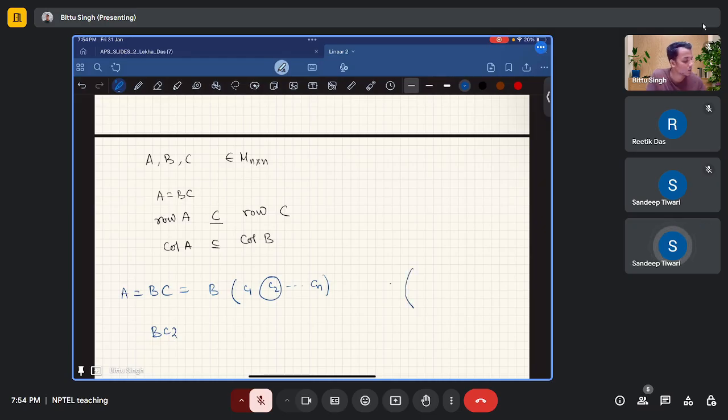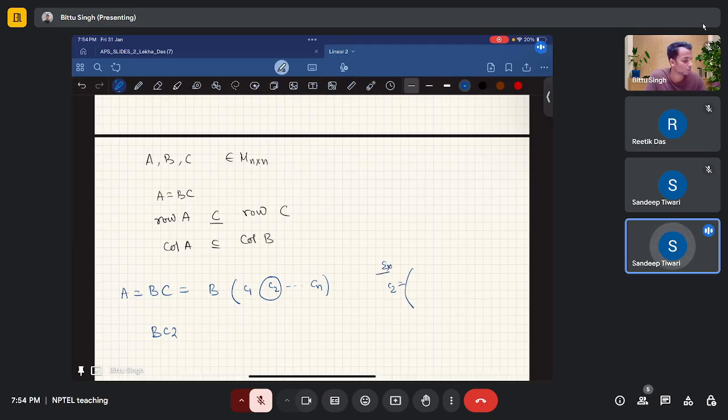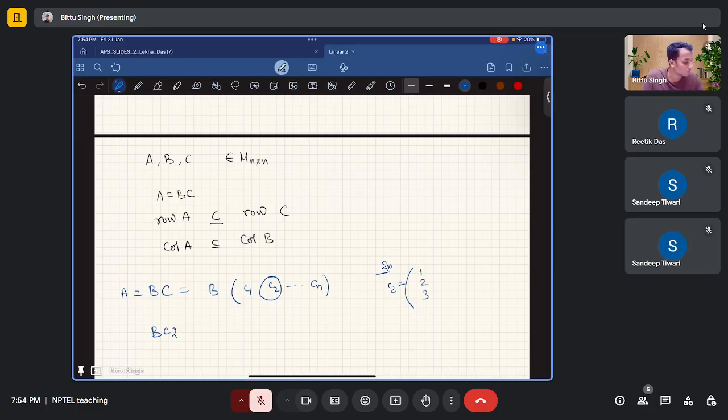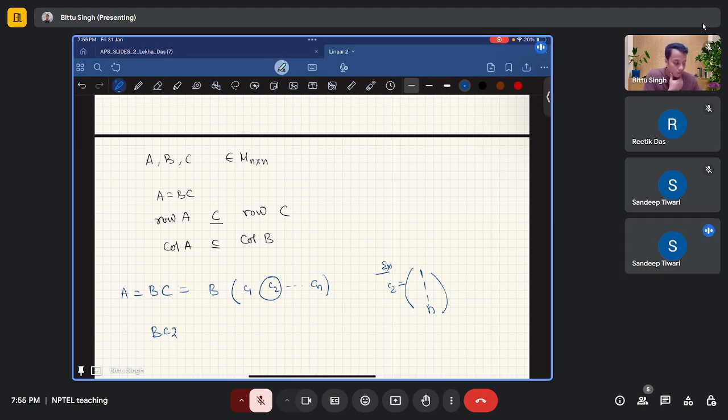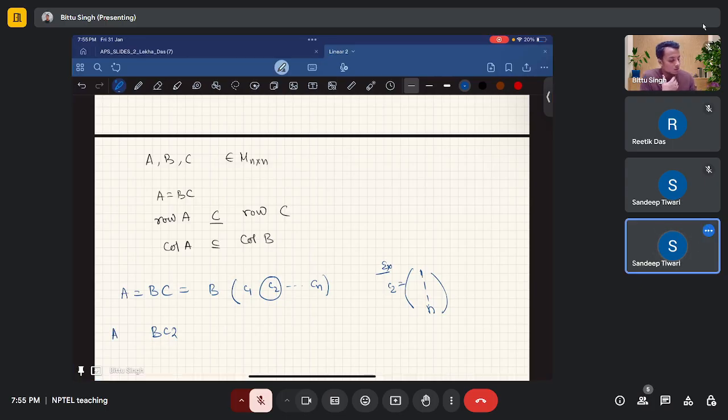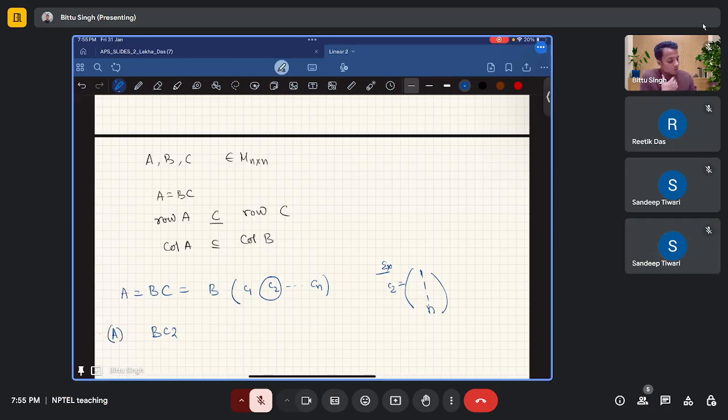C2 is a column vector of size n by 1, for example 1, 1, everything is 1, and the last entry is n. Then BC2 will be the second column of A. Yes, this is the second column of A.